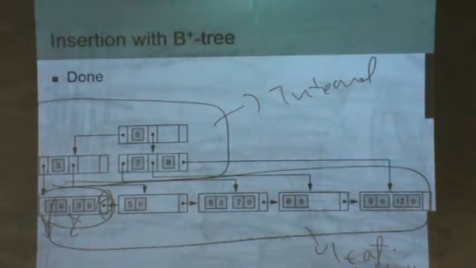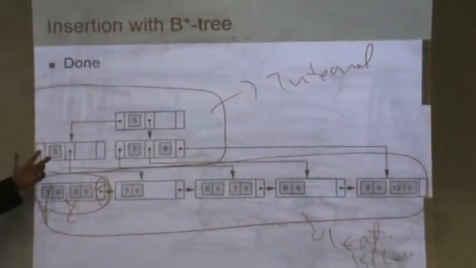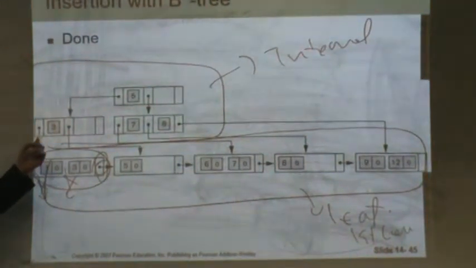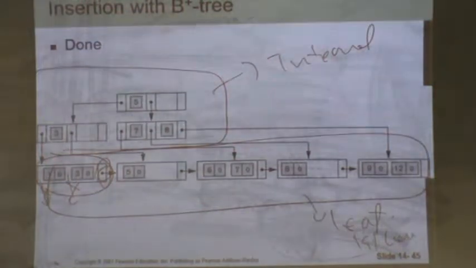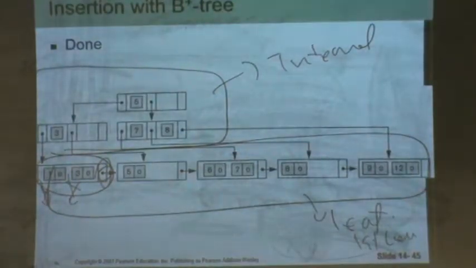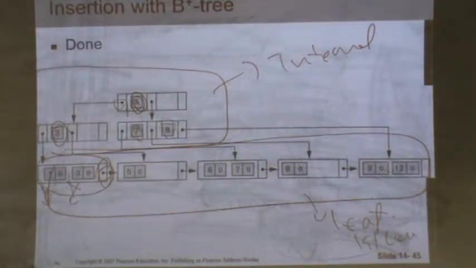Another one is that the internal node has the children pointer, right? They need to point to the children, so they have the children pointer. And also, one last thing: they don't have data pointers. No data pointer, no data pointer. However, if you see the leaf node, it has a data pointer, data pointer, data pointer, data pointer.